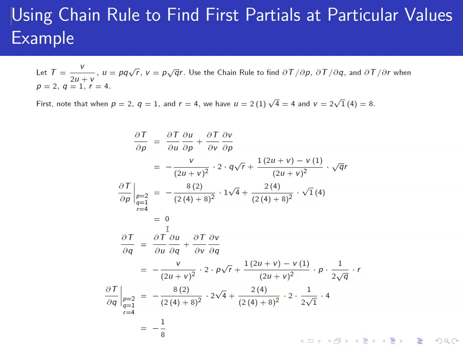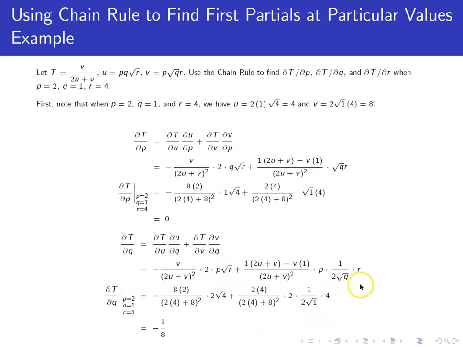We do exactly the same thing when we want to do the partial with respect to q. It's just that when we do those second pieces, I have to differentiate with respect to q instead of with respect to p. Notice that the partial of t with respect to u and the partial of t with respect to v does not change. We're doing the chain rule. We're not differentiating the inside yet. So we still have the same derivative here as we had here. And we still have the same derivative here as we had here. That did not change. Now when we differentiate u with respect to q, we just get p root r.